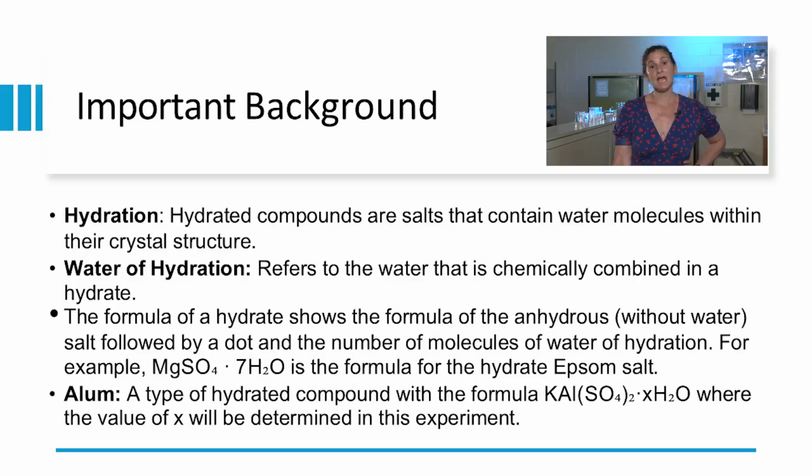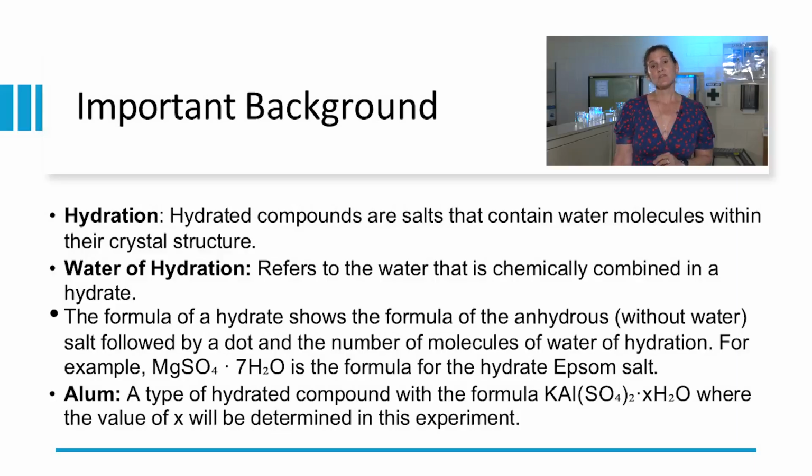For example, an Epsom salt that you might use in your bathtub, people always think it's just magnesium sulfate. It's actually magnesium sulfate dot, which means it's associated with 7 H2Os. So there's actually 7 water molecules trapped for every 1 magnesium sulfate in the crystal structure.